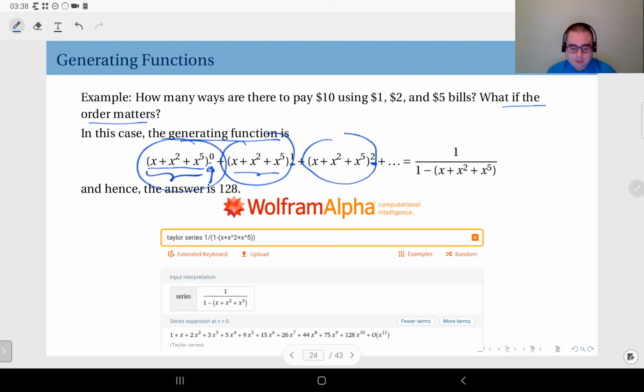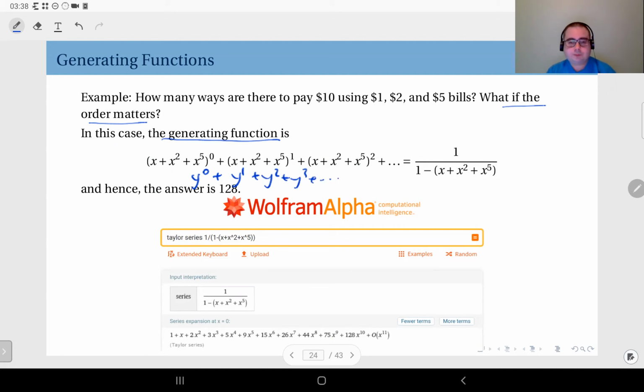Now this is an expression of the form y to 0 plus y to 1 plus y to 2, y to 3, etc. Y here, of course, corresponds to this term here, x plus x squared plus x to the power 5. But it's in the same form, so this should be equal to 1 over 1 minus y, and just plug in y as x plus x squared plus x to the power 5. This is what you get.